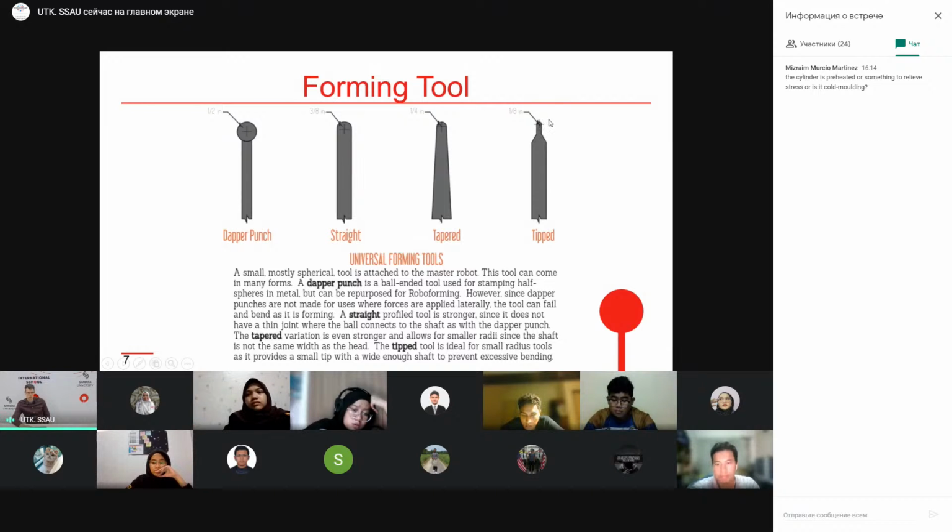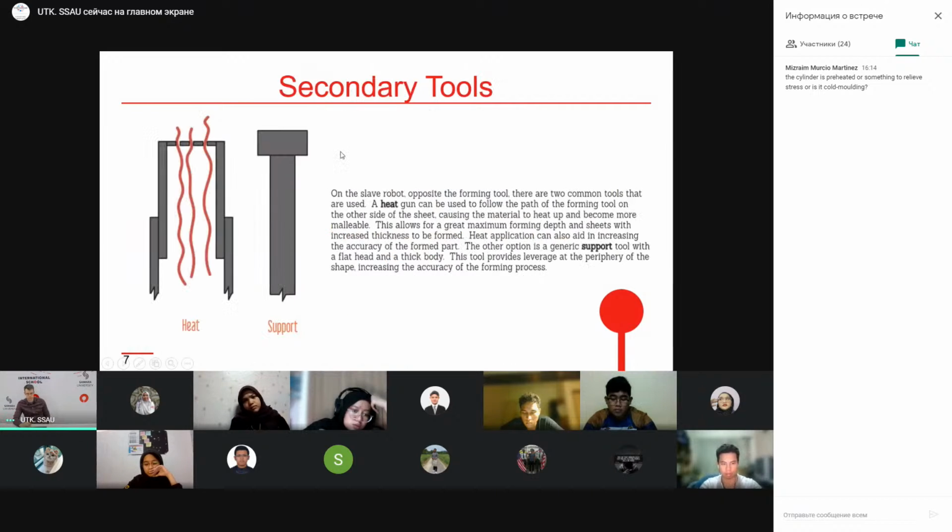punch. The advantage of the tipped punch is a very small radius of the end of the tip, and all the other part of the punch is made with a bigger diameter, of course, to increase the strength of the punch and increase its rigidity to produce more accurate parts with a high tolerance. In the video which I have shown you, for example, a straight punch was used.